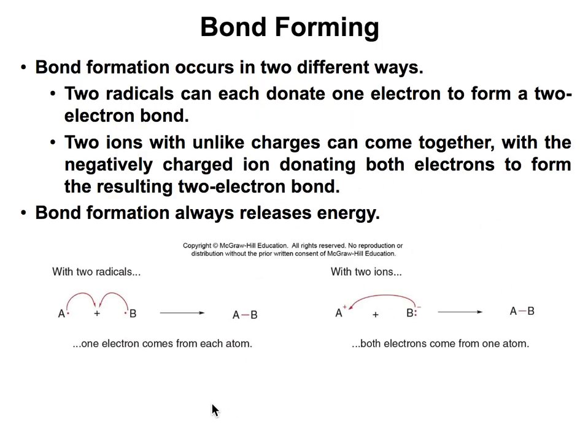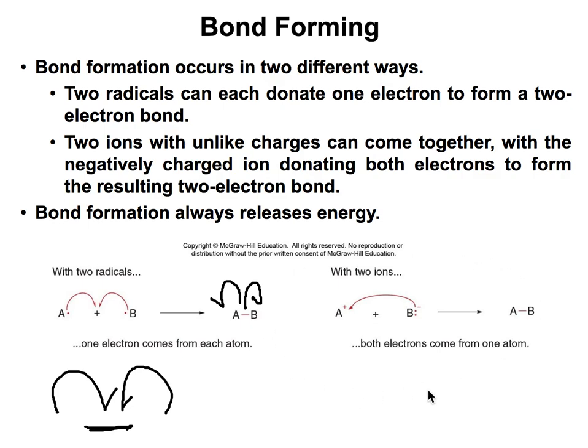So how do bonds form? We have 2 options. When we have 2 radicals, the same way that they separated, they will come together. So you see it's the opposite. In here, one went to the A, one went to the B. So here you see that the opposite happens. The A will bring one electron and the B will bring the other electron, and so that's how the bond will form in between.